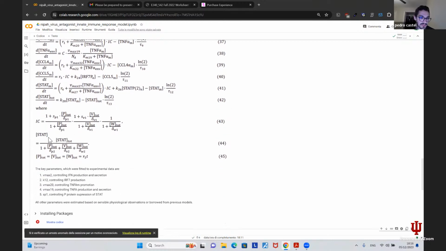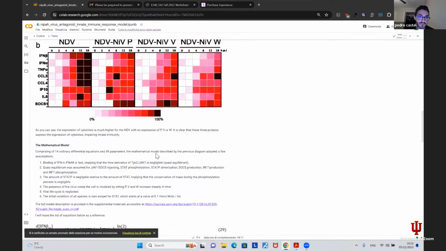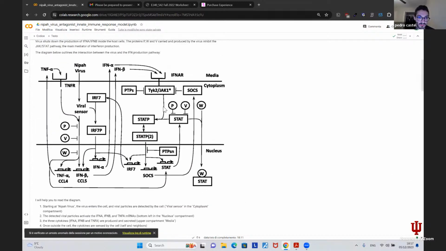In the case of STAT, you have P, V and W, they all inhibit STAT. So that equation down below is referring to this action right here, P, V and W inhibiting STAT.